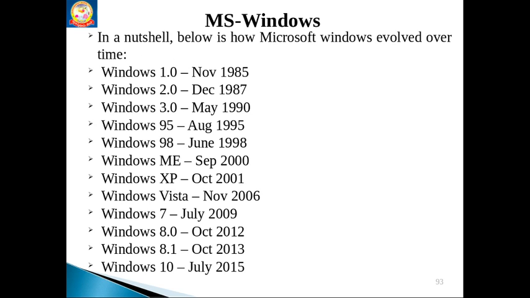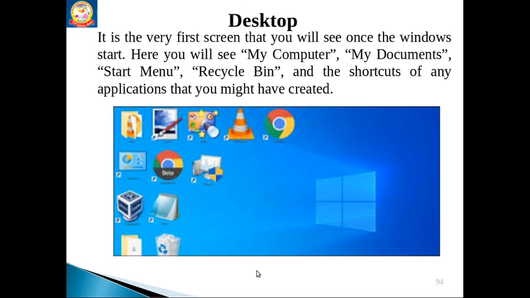These are the various versions. This is how Windows evolved from its starting version: 1.0 in 1985, 2.0 in 1987, 3.0 in 1990, Windows 95 in 1995, and 98. With the year it was named, like Windows 95, Windows 98, Windows ME in September 2000, Windows 2000 in October, 2001 Windows XP, in 2006 Vista, then in 2009 Windows 7, and then in 2012 Windows 8.0, 2013 8.1, and now the current Windows 10.